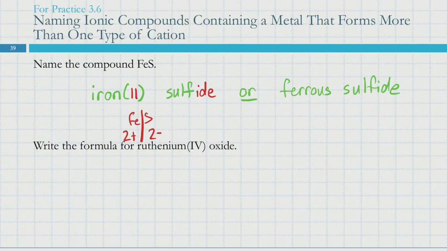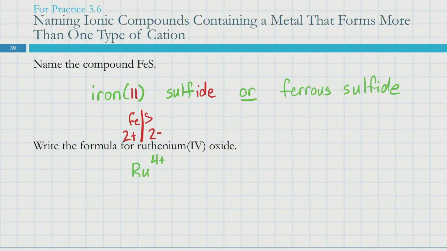All right, let's work the other direction. We want the formula for ruthenium(IV) oxide. What is the symbol for ruthenium? Ru. Ru is for ruthenium. And what's the charge on ruthenium? In this case, 4+. It tells us with the Roman numerals in parentheses. So we know it's Ru4+.